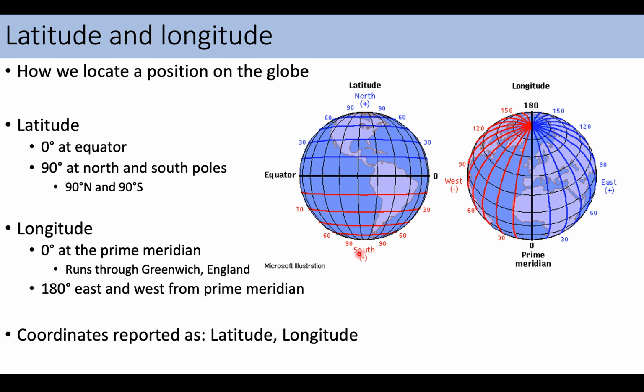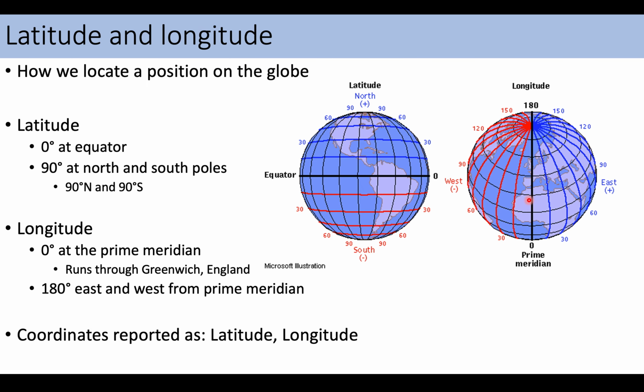Now, longitude is the opposite. Longitude is lines that are parallel to the prime meridian. The prime meridian, perpendicular to our equator, runs through Greenwich, England. That's why it's called the prime meridian. That is where it was first classified.